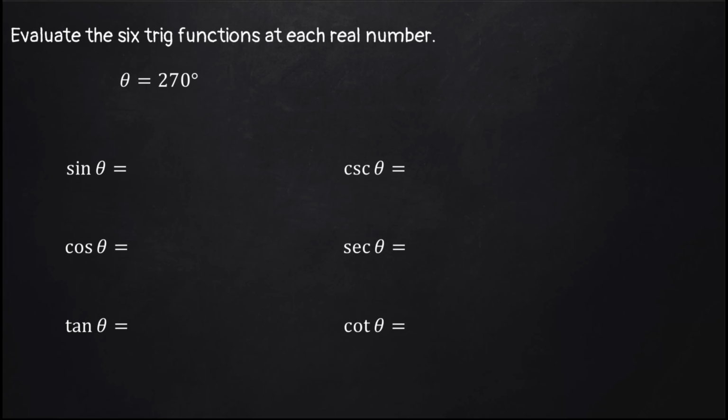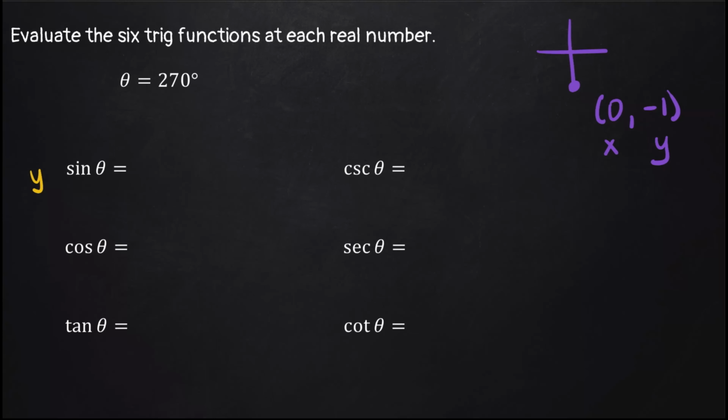Okay, here we have a different angle. You have 270. Now 270 we know is down here. That has a terminal point of 0 and negative 1. Remember that you have x and y. So again, let's figure out each of our 6 trig functions here.